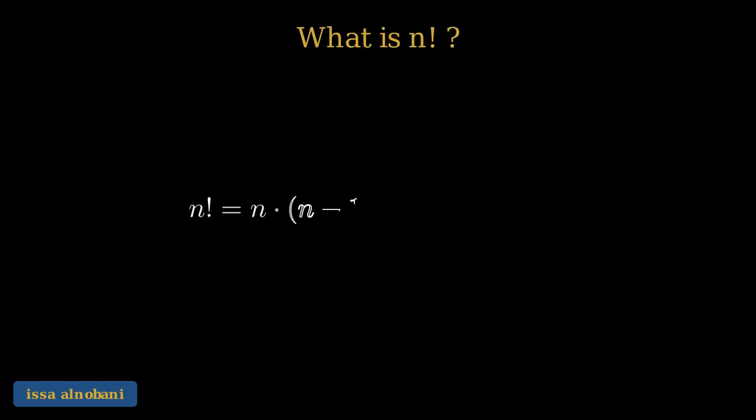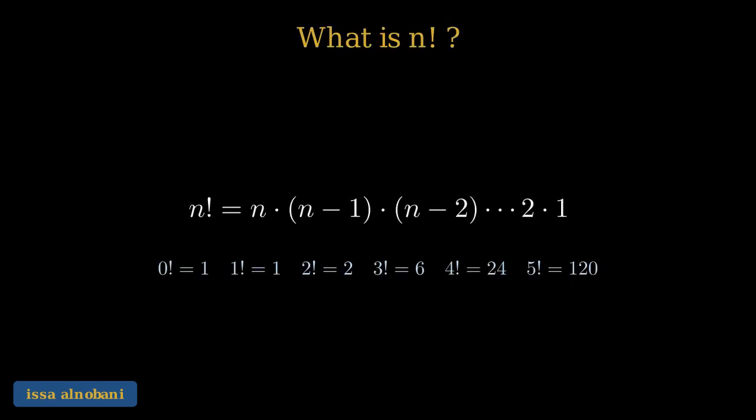First, a quick recap. The factorial of n means multiplying n by every whole number below it, down to 1. 0 factorial, 1 factorial, 2 factorial, and so on. But this definition breaks down the moment we ask about a fraction.